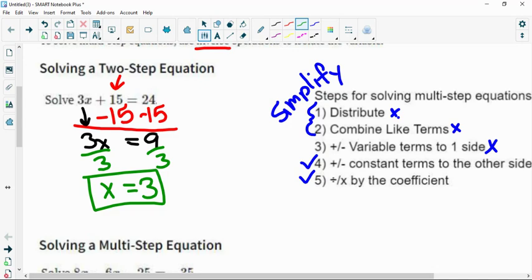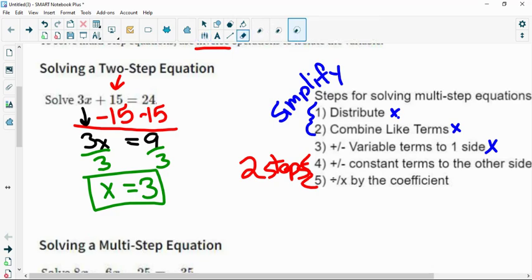That was a two-step equation. Most two-step equations are going to be using these steps. Just to point that out. Most. Might not be all. It depends on the simplifying that has occurred. Let's move on and take a look at multi-step, where we will have to simplify before we move on.